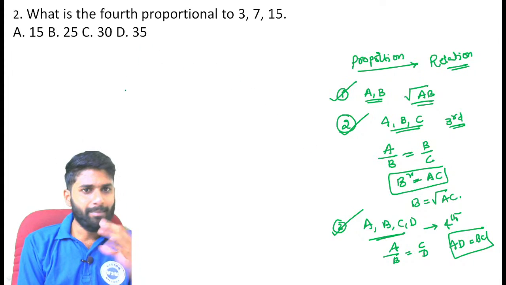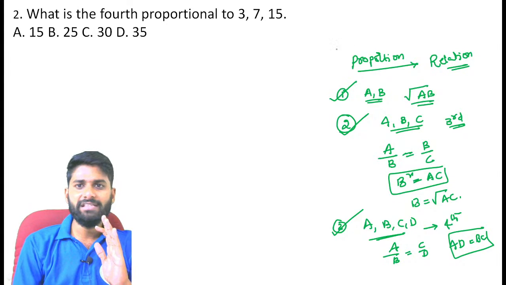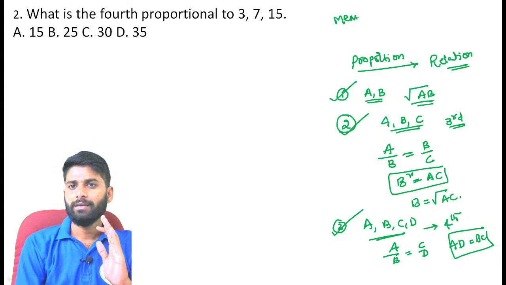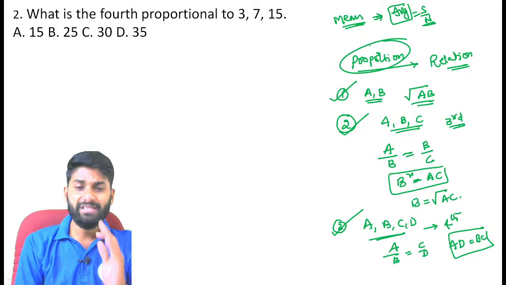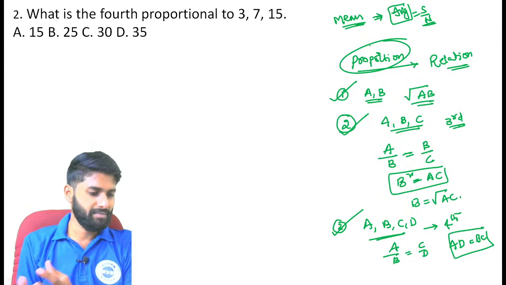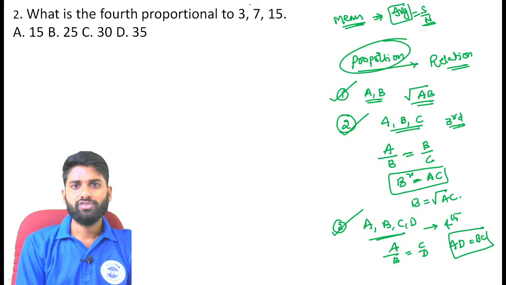Now see, mean is completely different from proportion. Mean means the average. Mean is a term related to average. What is average? Sum by number. But here, proportion means there is a relation between the numbers. We need to find what that relation is.